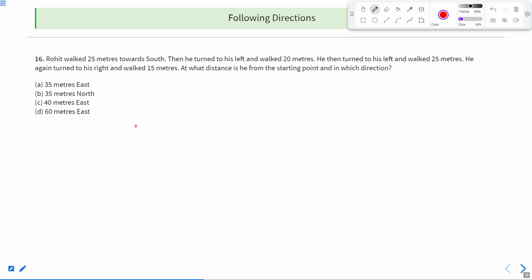Rohit walks 25 meters to the south. Okay, so 25 meters south, then turns left and walks 20 meters. Left 25, turns to his right and walks 15.